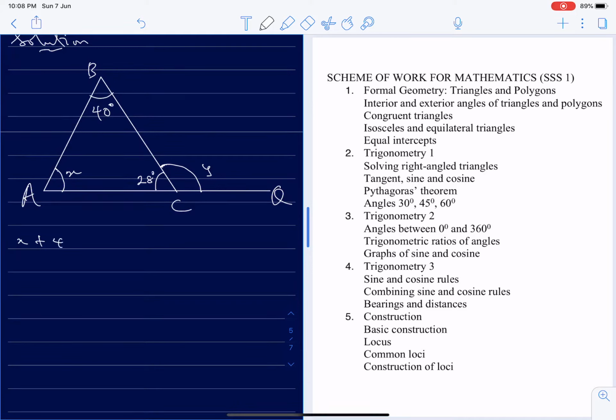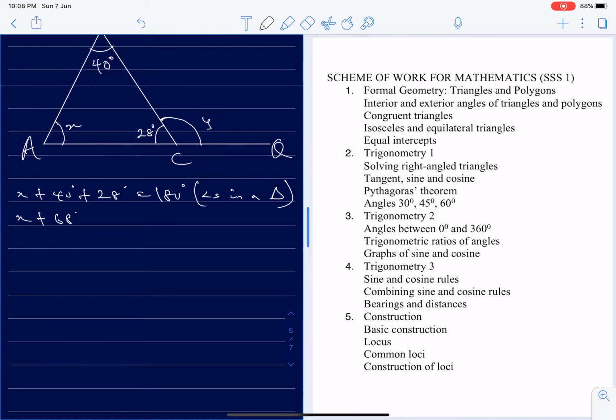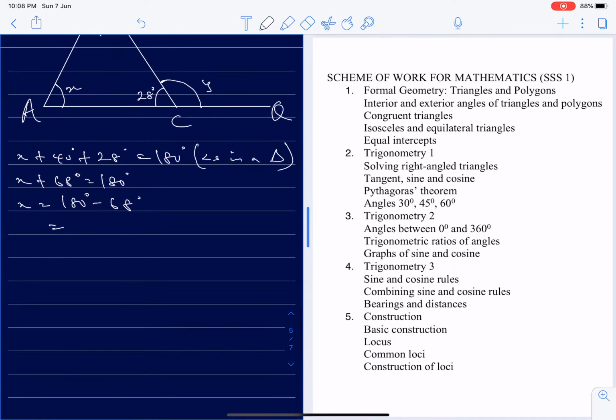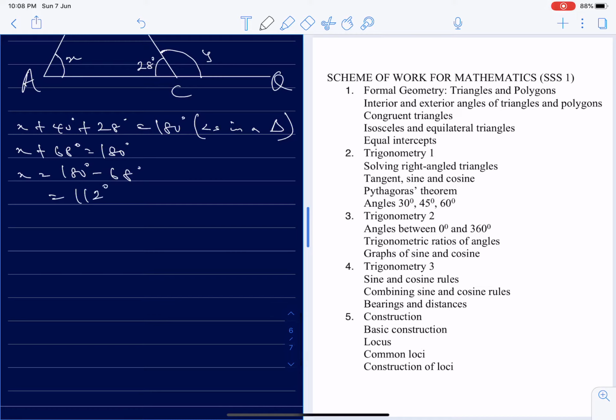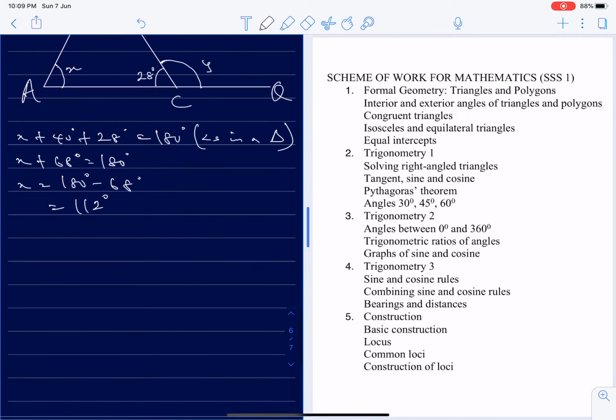x plus 40 degrees in triangle ABC plus 28 degrees equals 180 degrees. And what's the reason for that? Sum of angles in a triangle, or you can simply say angles in a triangle. And that means x plus 68 degrees equals 180 degrees. And that means x equals 180 degrees minus 68 degrees. And that's 112 degrees. Let me check: 180 minus 60 is 120, minus 8 is 112 degrees. That's correct.